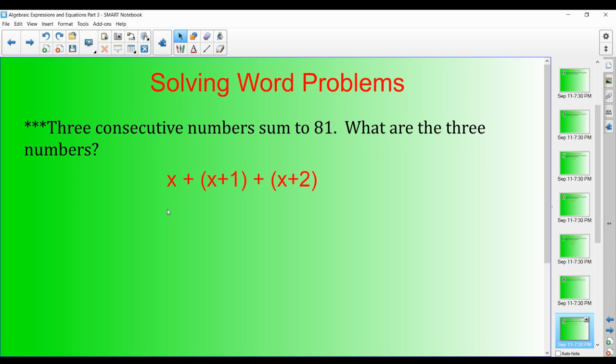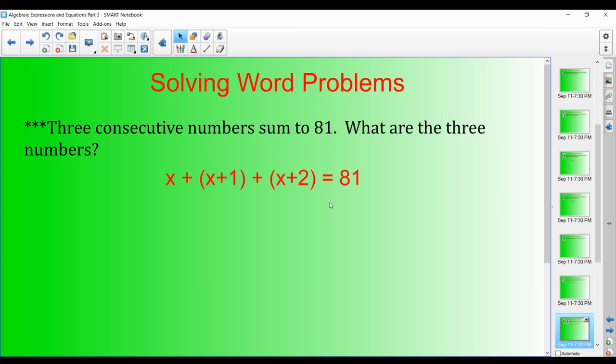So let me explain to you how this expression is set up. Let's assume my first number is x. My second number has to be one more than that because it says they're consecutive, which means in a row. So I have x, then one number bigger than x, and then 2 numbers bigger than x. So for example, if x was 10, I'd have 10, 11, and 12 as my 3 numbers. Now x is not 10, as we're about to see, because I'm going to have to solve this. So x plus x plus 1 plus x plus 2 sum, which means add, to 81, to equal 81. And now I have an equation.